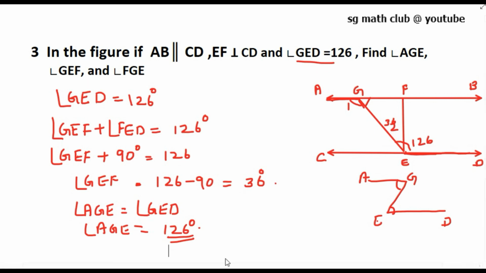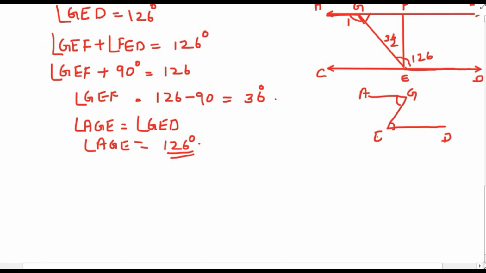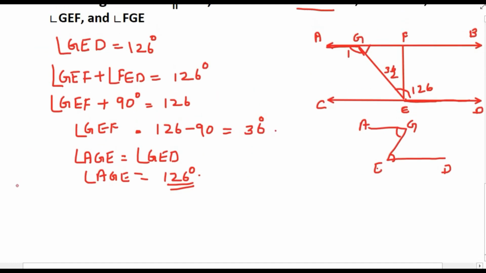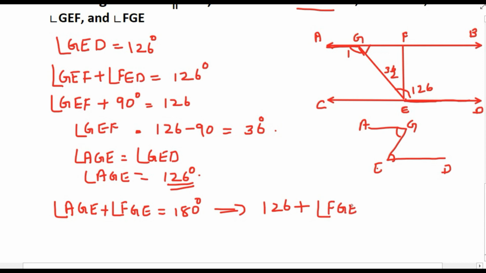Now one more angle we need to find out, that is the third angle FGE. But we know that AGE plus FGE form a linear pair. So I can write angle AGE plus angle FGE is equal to 180 degree, by linear pair axiom. So I can write 126 plus angle FGE equal to 180. So FGE equal to 180 minus 126. 180 minus 126 is 54 degree.